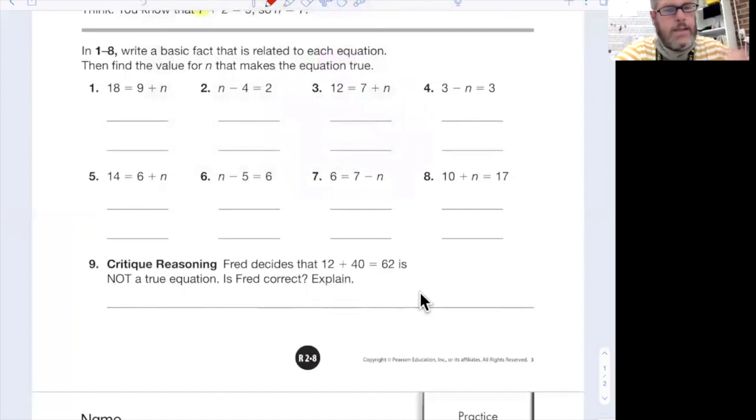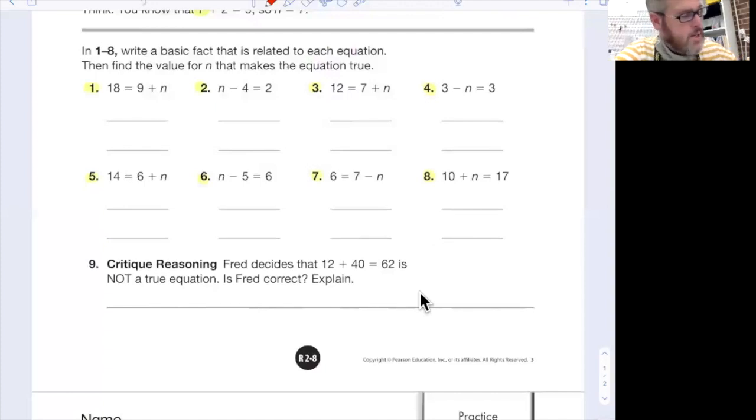In 1 through 8, and you'll notice we have 1, 2, 3, 4, 5, 6, 7, 8 separate problems. In 1 through 8, write a basic fact that is related to each equation. Then find the value for n that makes the equation true. A basic fact. The math facts. 3 numbers. Let's go ahead and pause it. You do your work and come back to me.